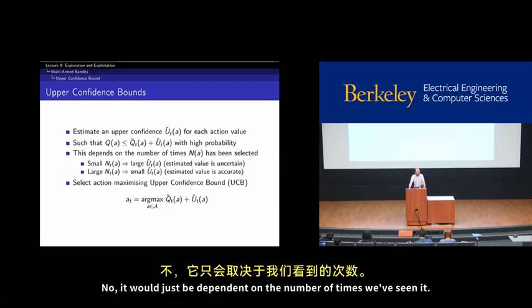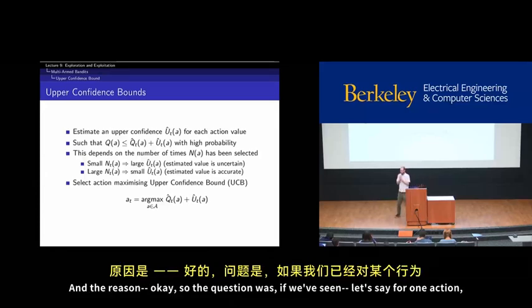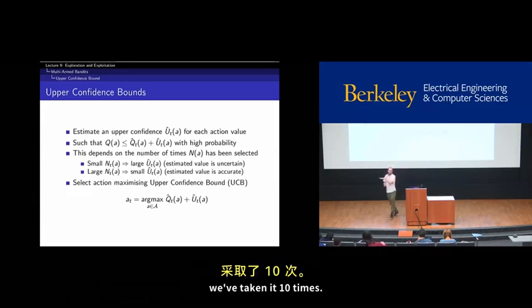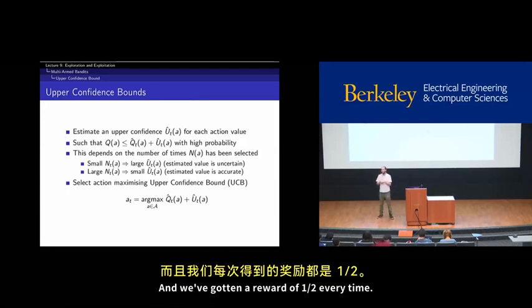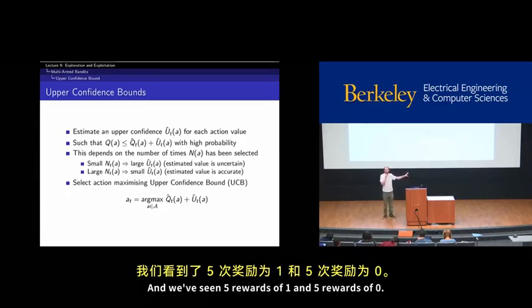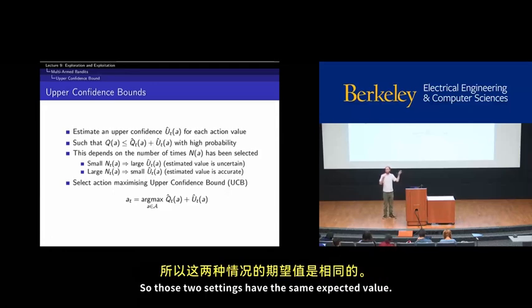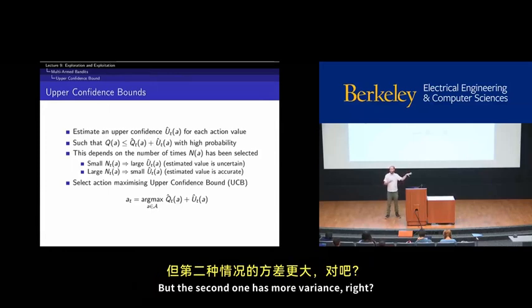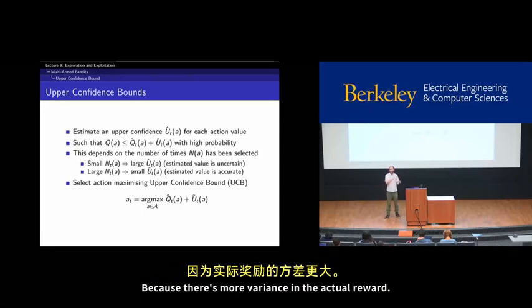No, it would just be dependent on the number of times we've seen it. And the reason, okay, so the question was, if for one action we've taken it 10 times and we've gotten a reward of 1/2 every time, and for another action we've taken it 10 times and we've seen 5 rewards of 1 and 5 rewards of 0. Those two settings have the same expected value, but the second one has more variance, right? Because there's more variance in the actual reward.